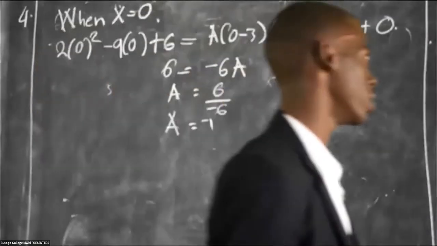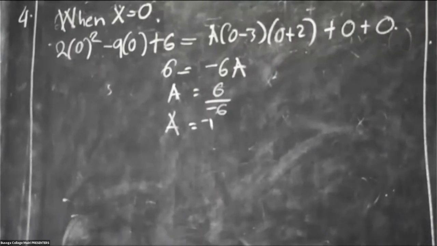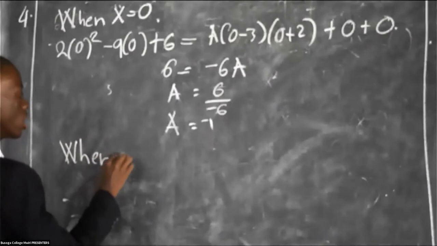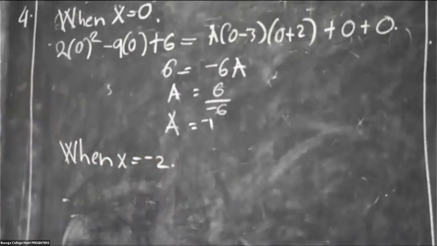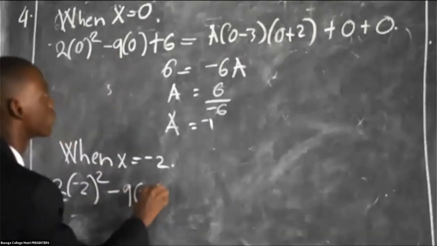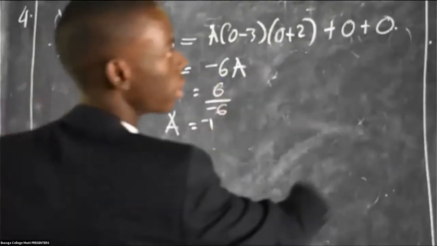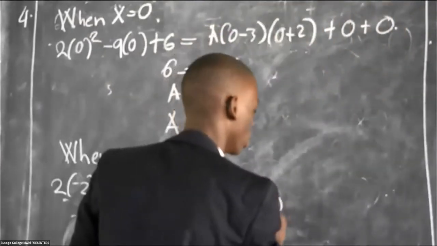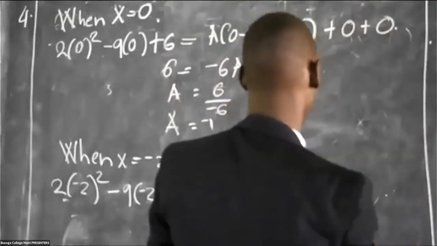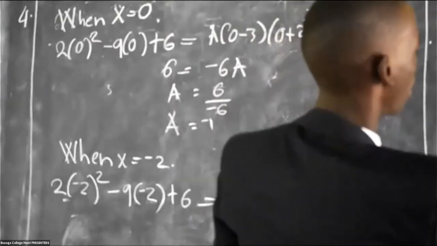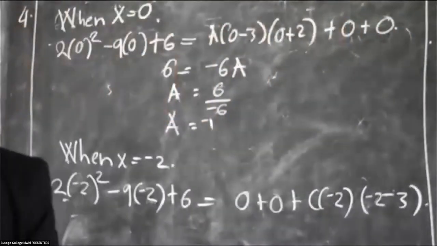We proceed. We have gotten the values for a and b, and we are looking for the value of c. What are we going to eliminate? We are eliminating these, because they share this x plus 2. So when x is equal to negative 2, substitute once again: 2 into brackets negative 2 squared minus 9 into brackets negative 2 plus 6 is equal to, come here, a gives 0. We come to b, also 0, plus 0. Then plus our c, where we have c into negative 2 into brackets negative 2 minus 3.